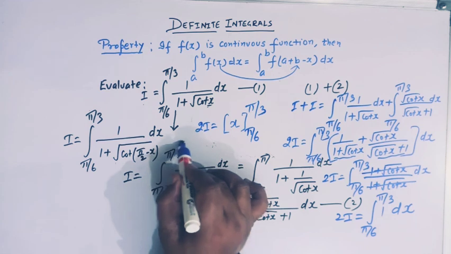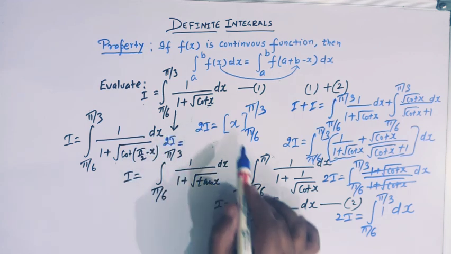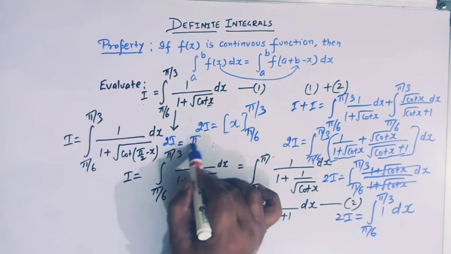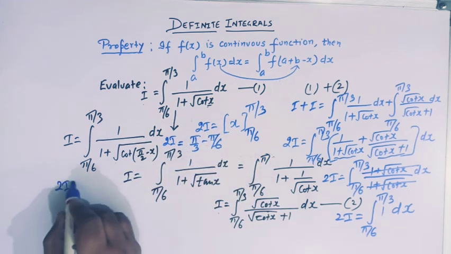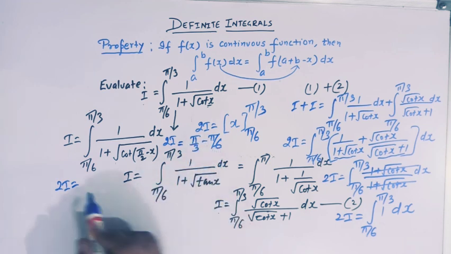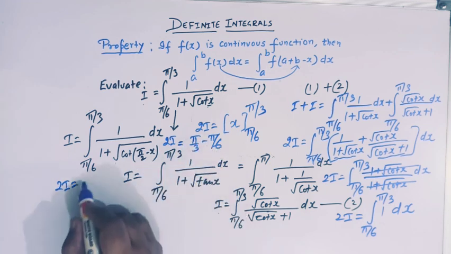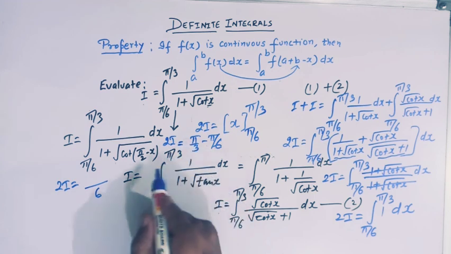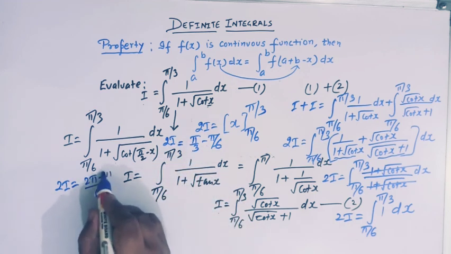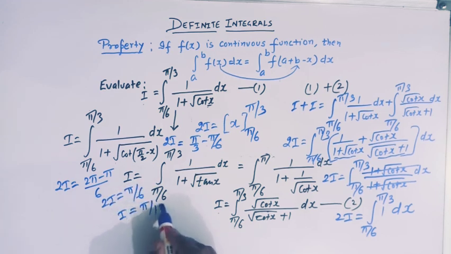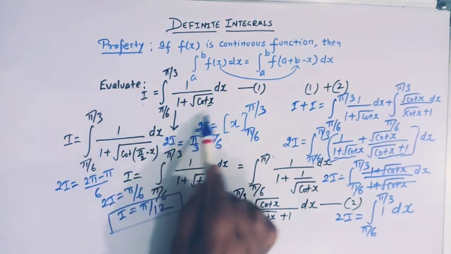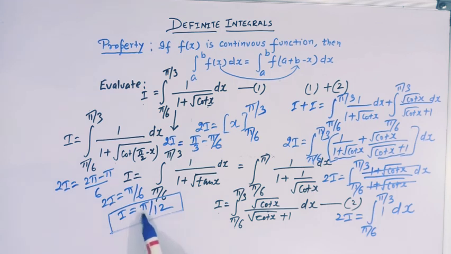So we can now write 2I is equal to pi by 3 minus pi by 6, and 6 is the LCM, so this is 2 pi minus pi over 6, so 2I is pi by 6 and I is equal to pi over 12, right? So the value of this definite integral is pi over 12.